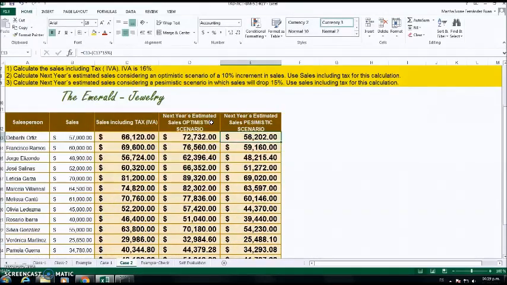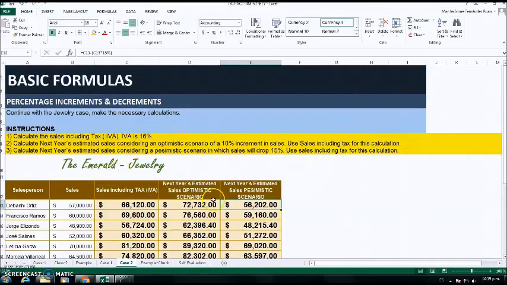In the same store now, they're asking us to calculate a different thing. So number one, we should calculate the sales including tax. So the final value should be more than the original sales. We need to use the formula for the increment, which is just the amount plus the slice, or the increment, which is just the value of the sales times the 16%. This is the increment formula because it's sales including tax. We need to add the tax to the sales.